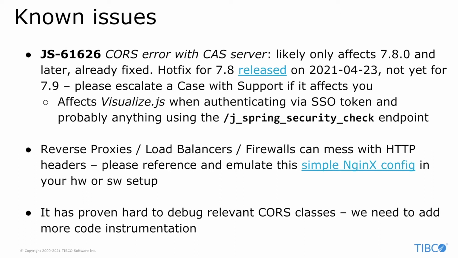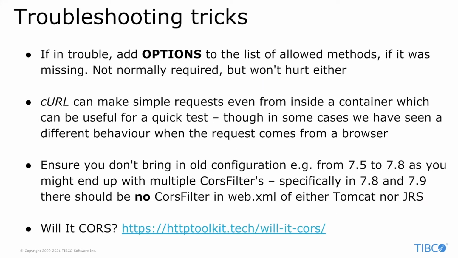And the other thing that we're seeing is that at the moment it's a little bit hard to debug the relevant CORS classes. So we tried, but there's not a lot of instrumentation. We need to add more code instrumentation so that there's more information when things go wrong, and so that you can see it in the logs, or when debugging the application. So these are the issues that we know so far. And then pretty much the final slide.